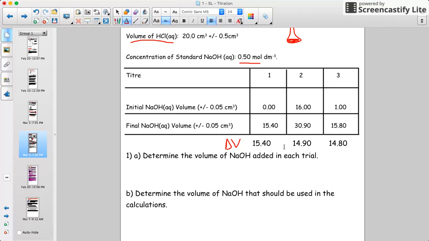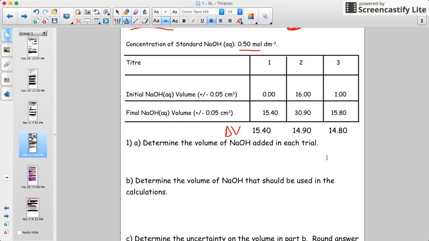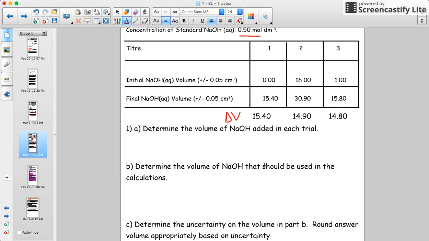we just did that. These are the cm cubed. The volume that we should use in our calculations is probably going to be 14.85, which, as we'll round off with uncertainty, is going to actually end up being 14.9. Now, here's why we're going to do that. The first trial, remember, is a rough trial. So this 15.4, notice it's pretty far away from these other two readings.